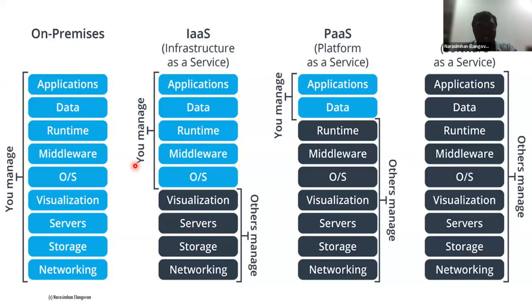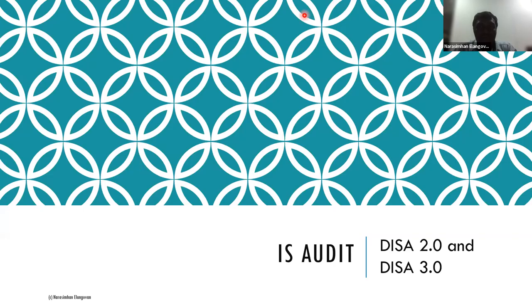Fair enough. I'm quickly continuing. The next topic which we're going to discuss is what is called as IS audit, which is a combination in DISA 2.0 as well as 3.0. Very, very important. 3.0 carries 22% marks weightage, and I think 2.0 is almost around 18% marks weightage. Very important. It's very, very fundamental.